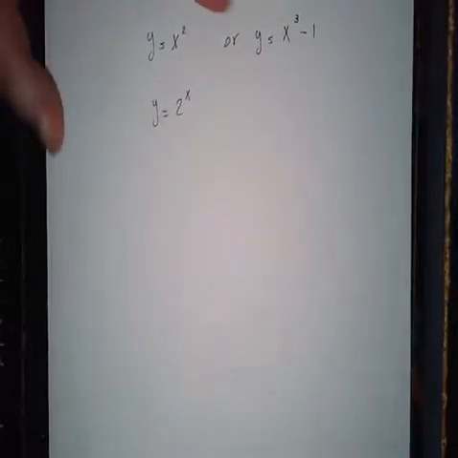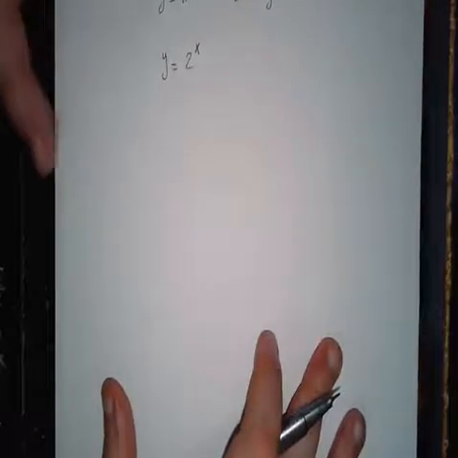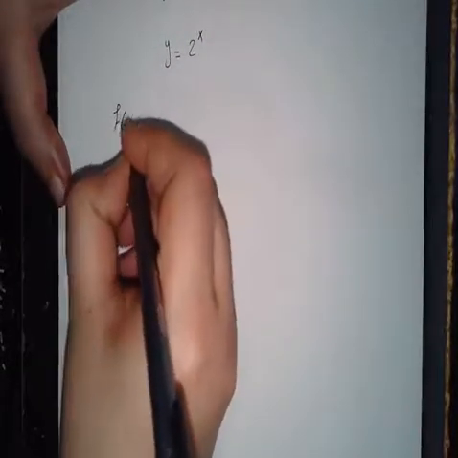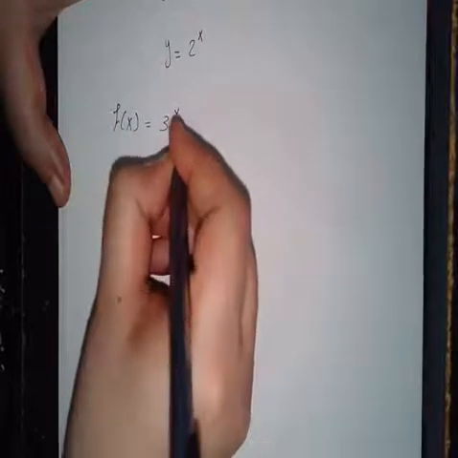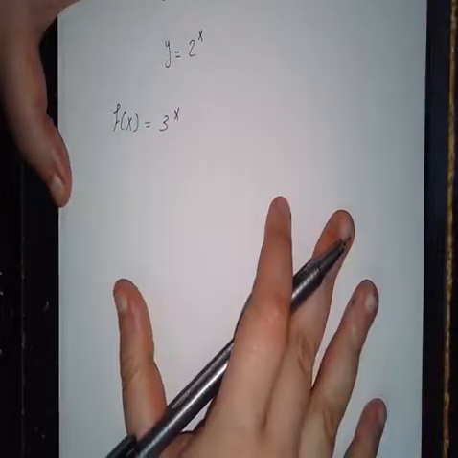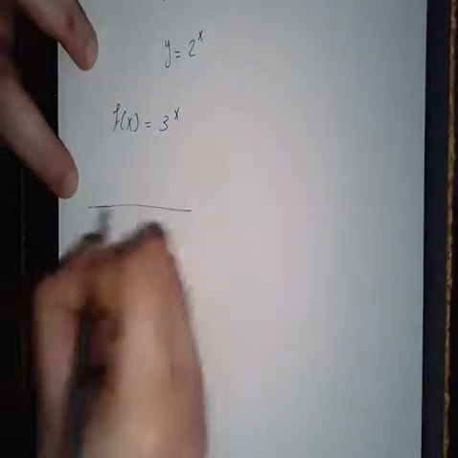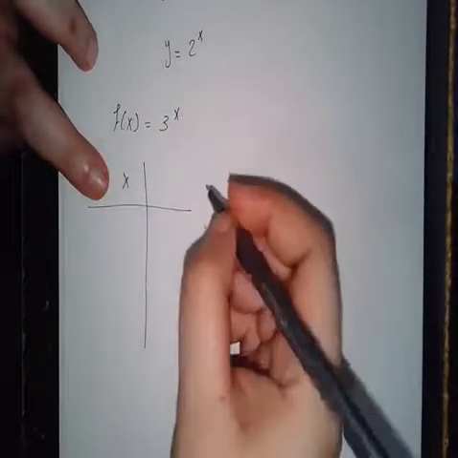Alright? This is going to be number 1 in your note set. So let's say your f of x is 3 to the power of x. Okay? This is my function. This is the one I want to graph. Now graphing it is going to be really easy. We'll use the simplest method we know, which is using a table.